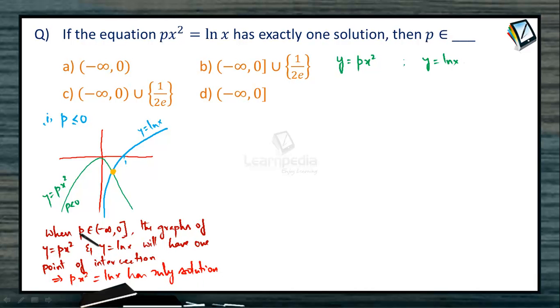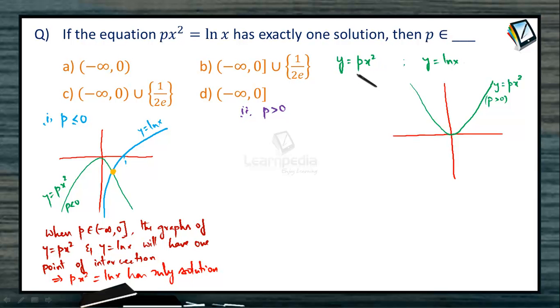Now what is the second case? Now this is the more interesting case. The second case, when we consider p to be greater than 0. When p is greater than 0, then the first graph is a parabola which is open upwards. Now this will be the graph of y equal to px square when p is greater than 0. Now what can you say about the graph of y equal to ln x when it has only one solution, one point of intersection with this?